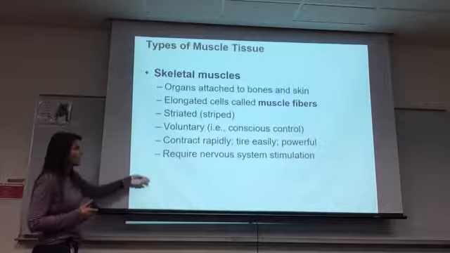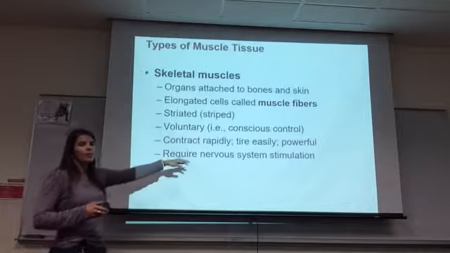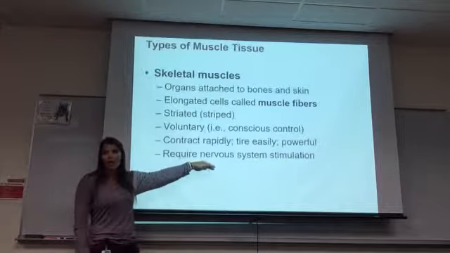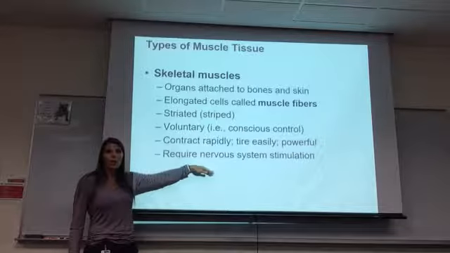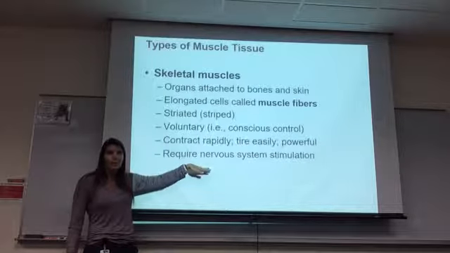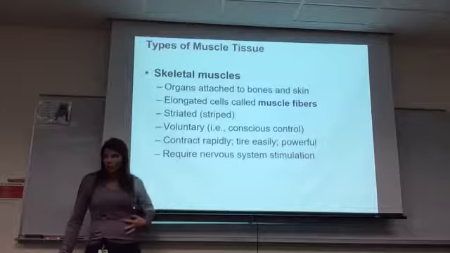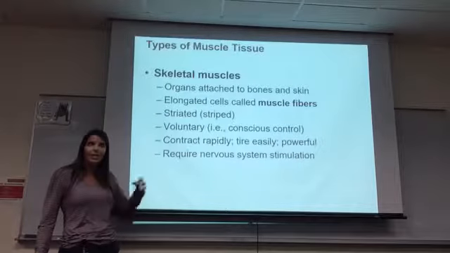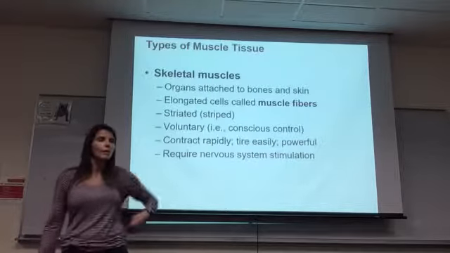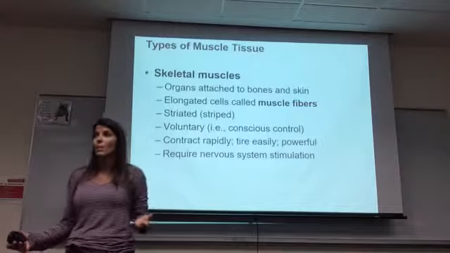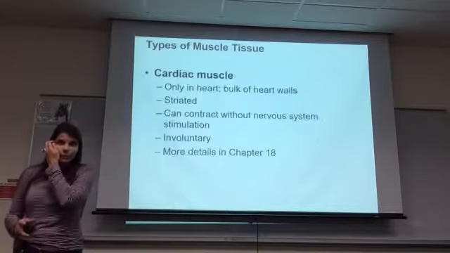But because they contract easily and they're pretty strong, they tire very easily. So there's quick fatigue. It requires nervous system stimulation. If your nervous system is not functioning, your skeletal muscles are not. So when you have people who are paralyzed, it's not their smooth muscle, it's not their cardiac muscle, it's their skeletal muscle. They're paralyzed because the nerve that controls them is damaged.